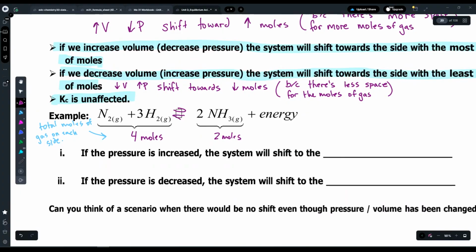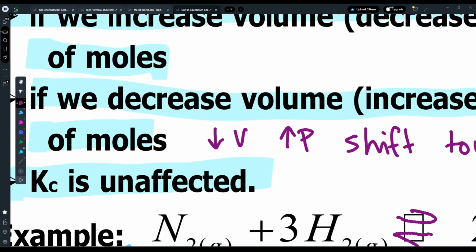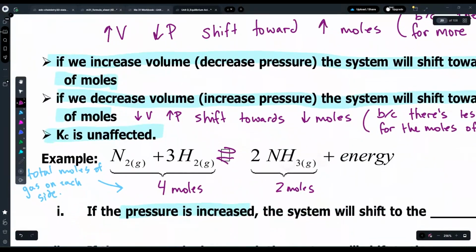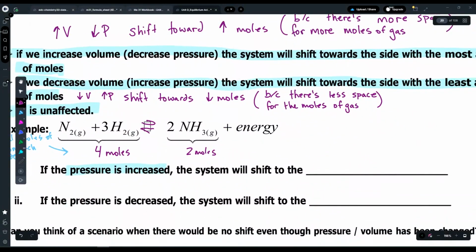All right, so now that we are aware of how many moles of gas are on the reactant and product side, we can answer the following questions. If the pressure is increased for this particular system, it will shift to the product side. Why is that? It's because when we increase pressure, we decrease volume, which means there's not a whole lot of space for moles of gas. So we're going to shift to the side that has the least amount of moles of gas because there's less space.